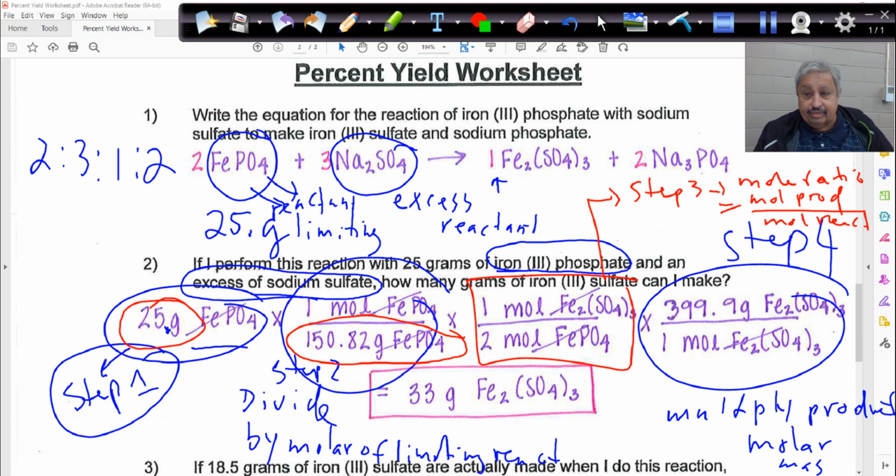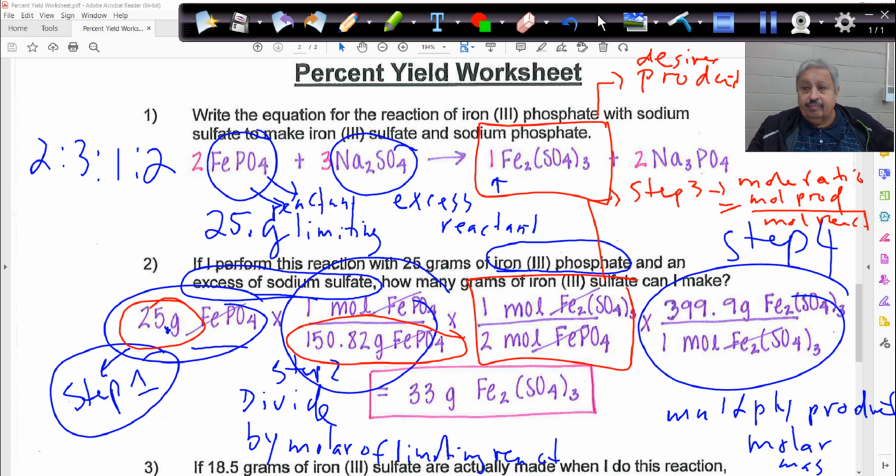We need the product to be what? We said, how many grams of iron sulfate? We need this one here. That's the product we are looking for, the desired product. This is desired. Okay, guys? So I have 1 mole of the product over the reactant. So 1 mole here, 1 mole here. The reactant is how much? 2 moles of the reactants.